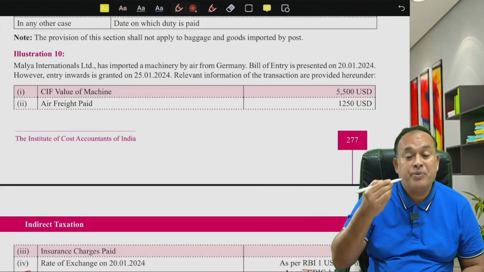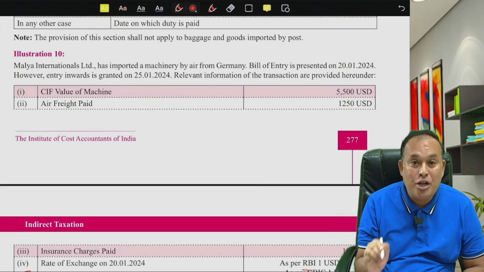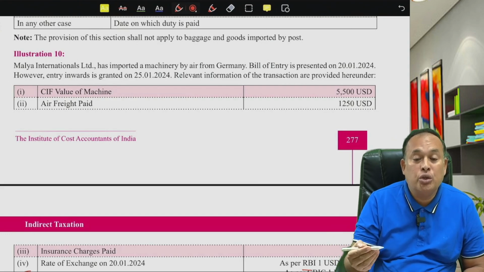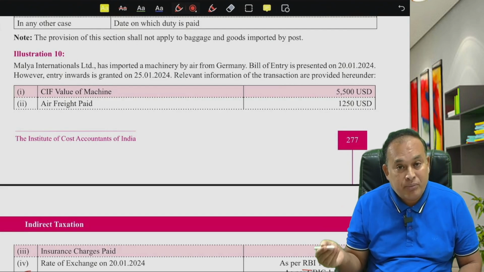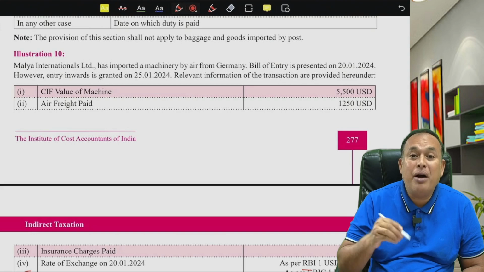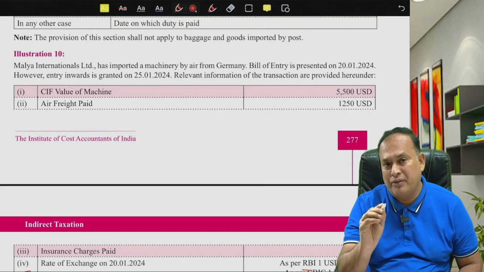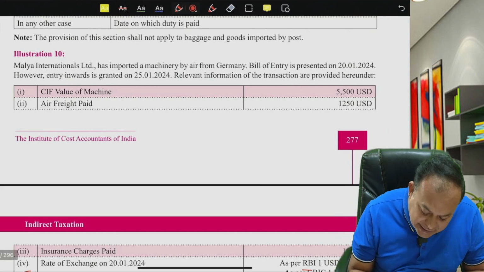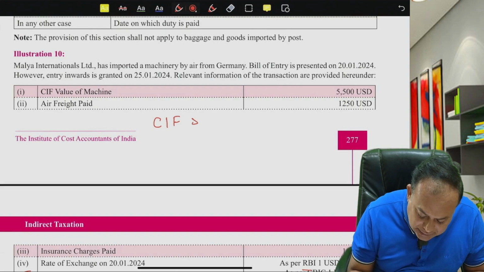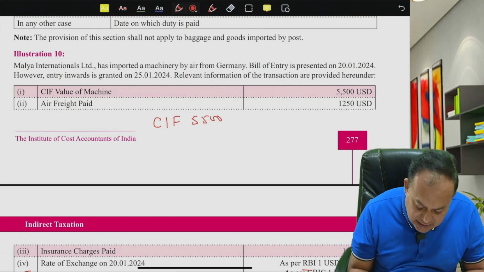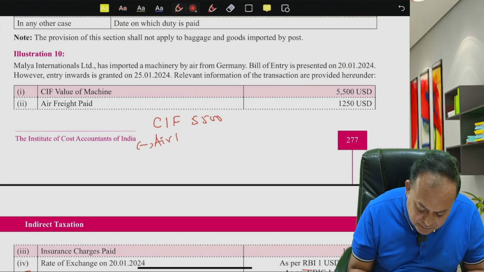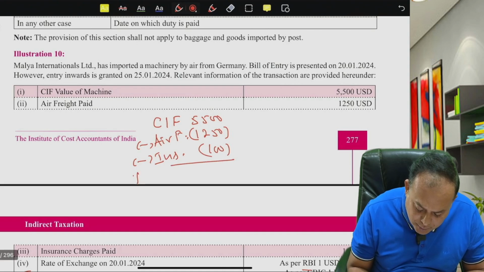Then on the FOB value, apply 20%. That 20% you compare with the given air freight. Among the two, 20% of the FOB value of the customs or the given air freight, whichever is less is to be considered for computation of assessable value for payment of import duty, as you are aware. So first, the given CIF value is 5,500 US dollars. Deduct from that the given air freight, 1,250. Thereafter insurance, 100 US dollars is given, deduct. So we will get the FOB value.